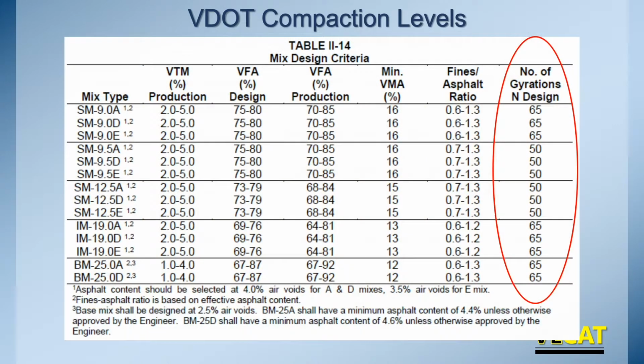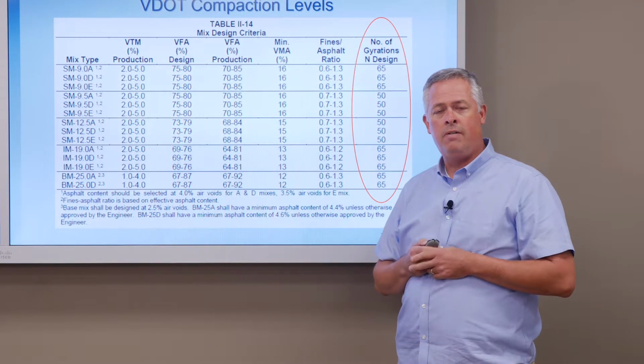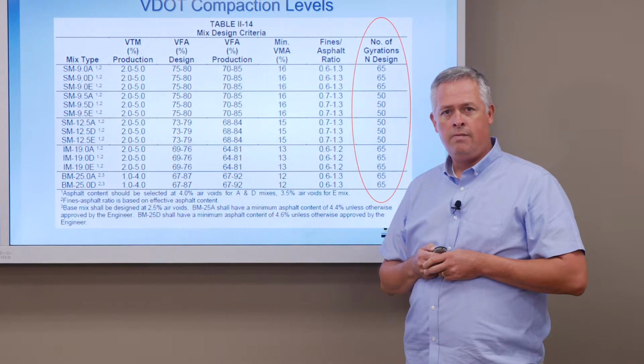And here is section 214 of your mix design criteria. Some of these have changed. I think your 9.0 mixes are also 50 gyrations now. But this is basically our cookbook. This is where we determine what our production VTM is, what our design VFA, minimum VMAs, which is extremely important, and also our fines to asphalt ratio for our mixes.